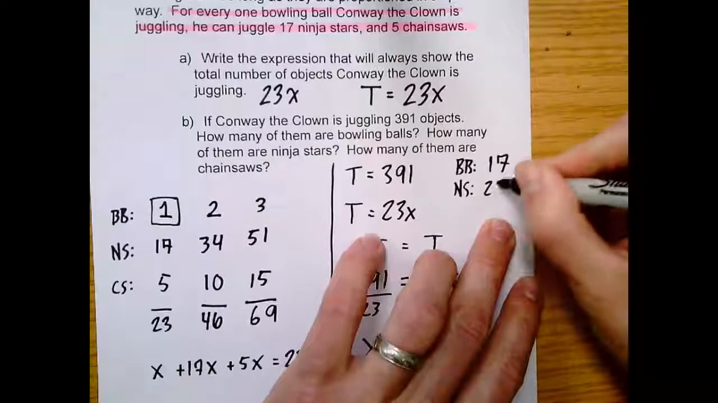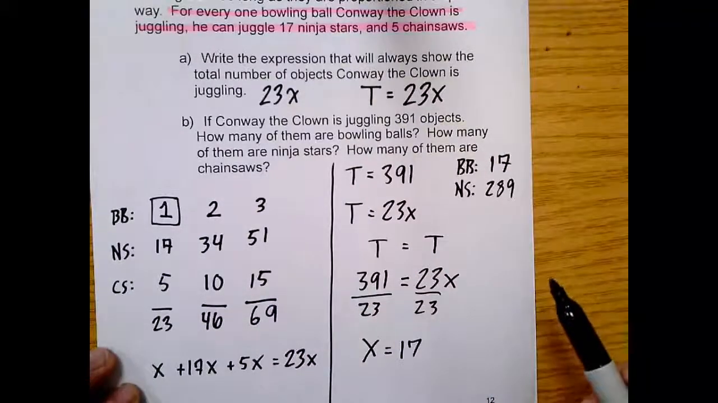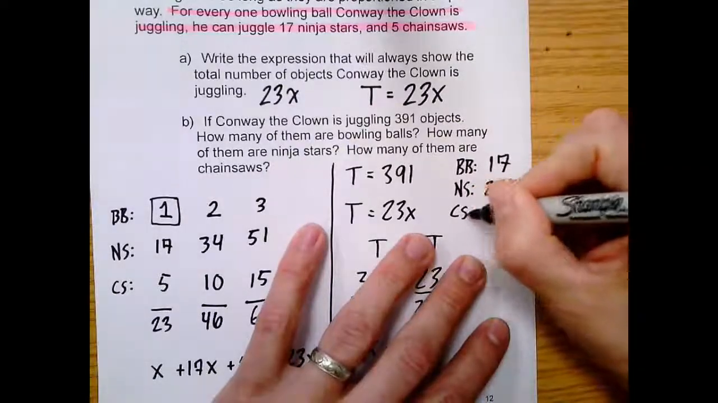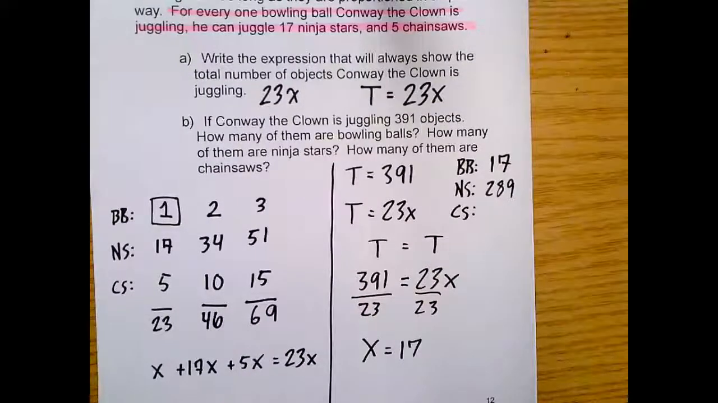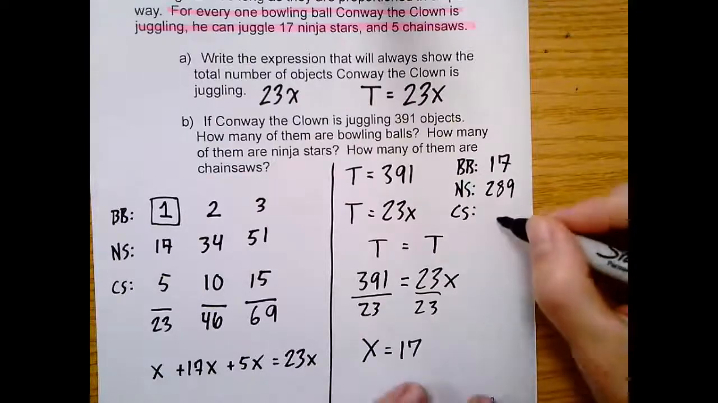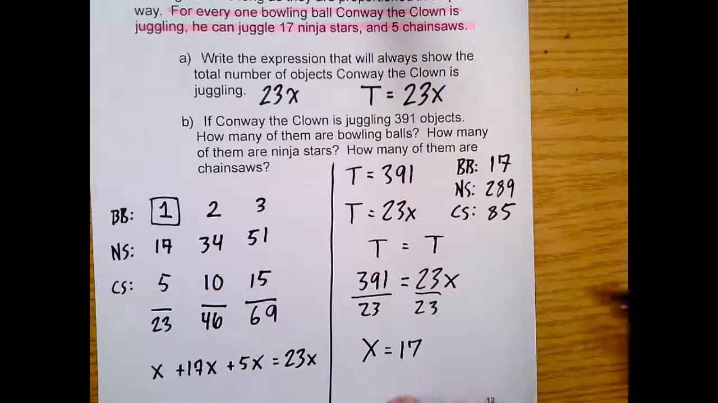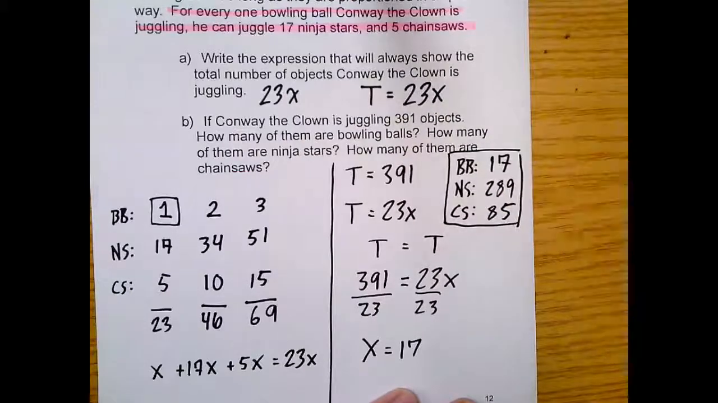So now I know that ninja stars, there are 289 of those. And then the last part said, what was it? Oh, chainsaws. Yeah, of course chainsaws. So again, I go to my chainsaws, and so I just do 5 times 17. 5 times 17, and I get 85, right? And these are your values. This amazing clown is juggling 17 bowling balls, 289 ninja stars, and 85 chainsaws.